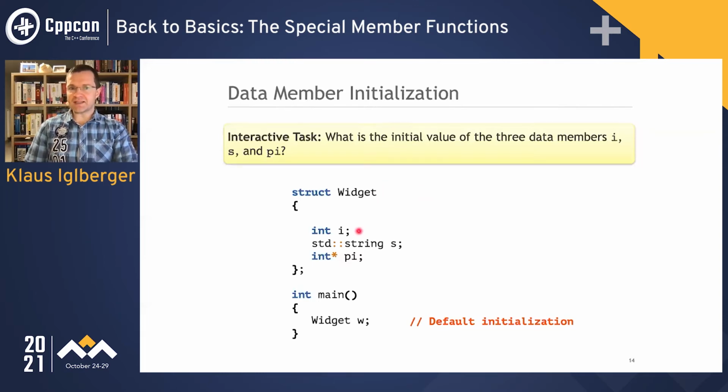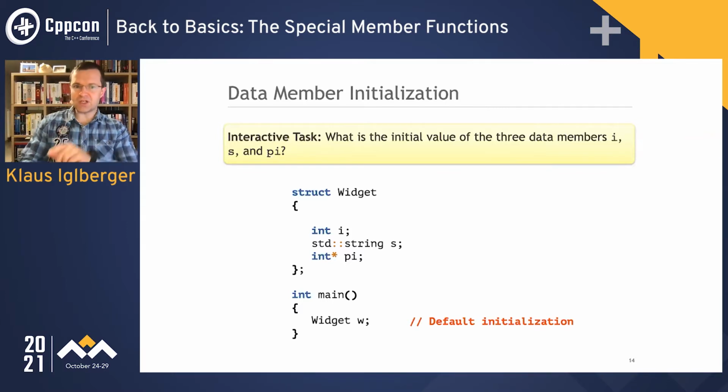This widget has an integer, which now for me is a representative of a fundamental type. It could also be a float or a double. I do have a string s, which now for me is a representative of a class type, a so-called user-defined type. And I have another special fundamental type: a pointer to an int.